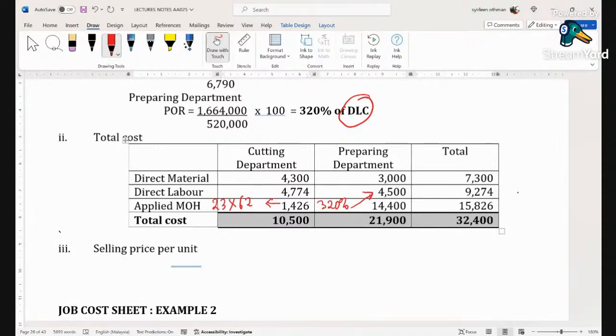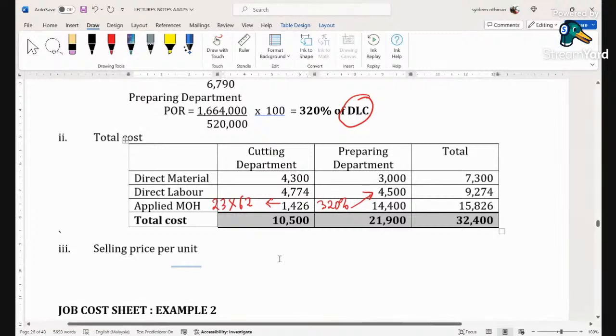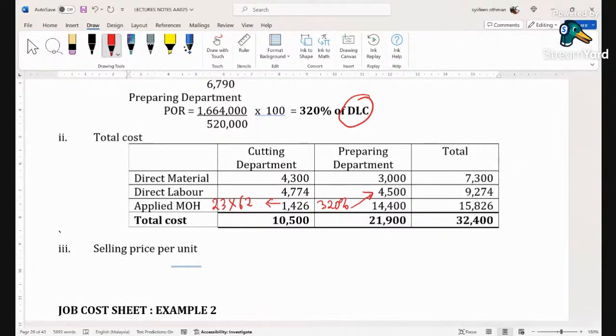Alright? Okay. So you need to have both sides. Kena ada. Okay, so nanti jumlahkan sini. Okay, jumlah this part and then jumlah this part. Alright? Okay.